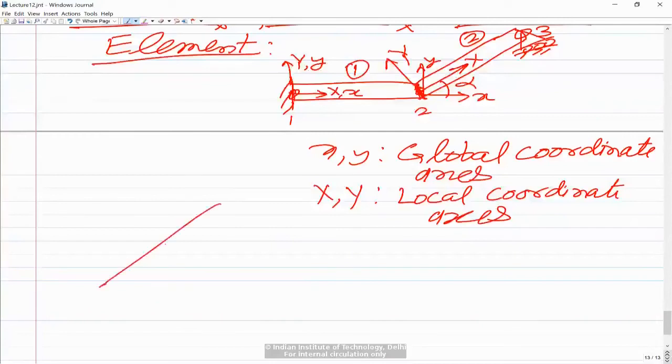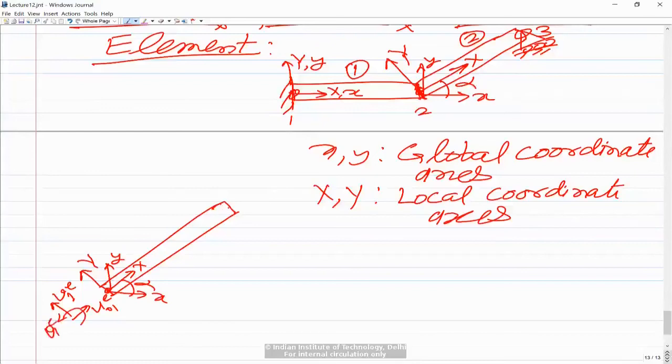Let me say we are talking of an element which is at a certain angle with respect to the global coordinate axes. This is the element, this is the local x-axis, and this is the local y-axis, and the global coordinate axes are small x and y. This angle is alpha. At this node, in terms of the local coordinate system, the degrees of freedom are u01e, v01e, and theta 1e, and at this node the degrees of freedom are u02e, v02e, and theta 2e. These are the degrees of freedom in terms of components along the local coordinate axes, capital X and capital Y.